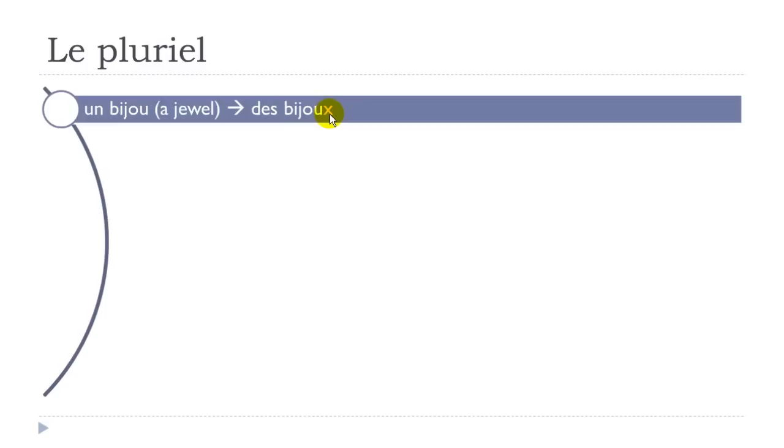But still, as usual, it's not pronounced, so it doesn't really affect the pronunciation, but it's just for you, if you want to write them correctly at the plural form. Remember, it's not S, but it's X, okay? So the first one, un bijou, okay? So I did put the translation here. Pluriel, des bijoux.